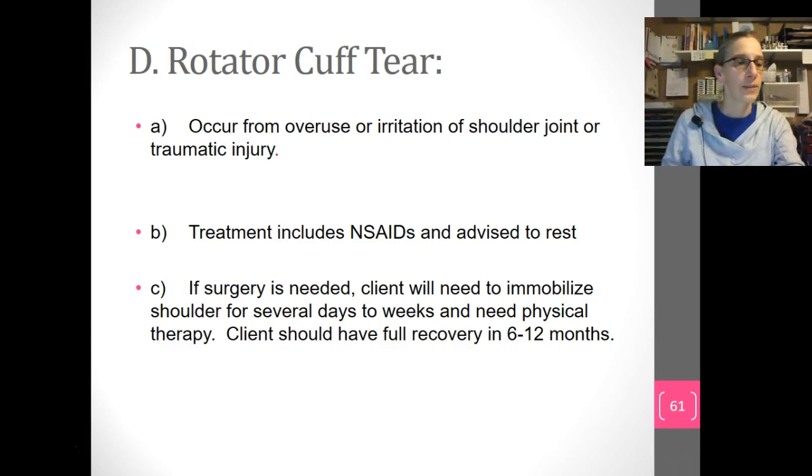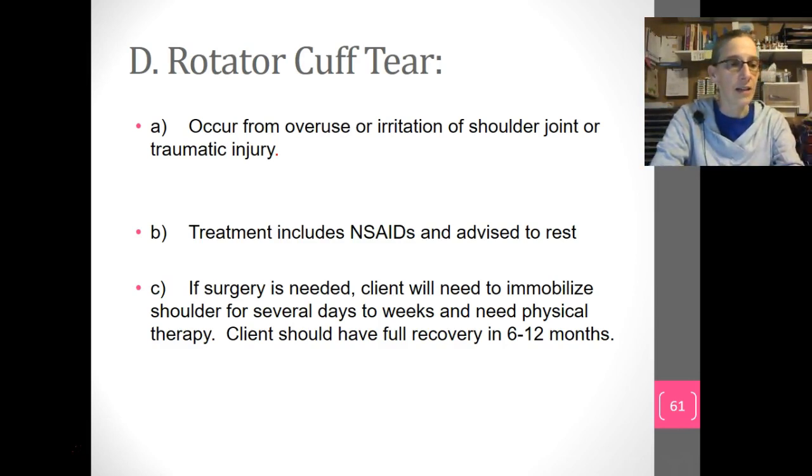All right. Treatment includes NSAIDs, and the patient is advised to rest. Patients are often unable to sleep on the affected side, and the pain is much worse at night. So same as with carpal tunnel we discussed, the pain was worse at night. Same thing with rotator cuff tear, and they can't sleep on that side. So if it was my right shoulder rotator cuff, then I would not be able to sleep on my right side.